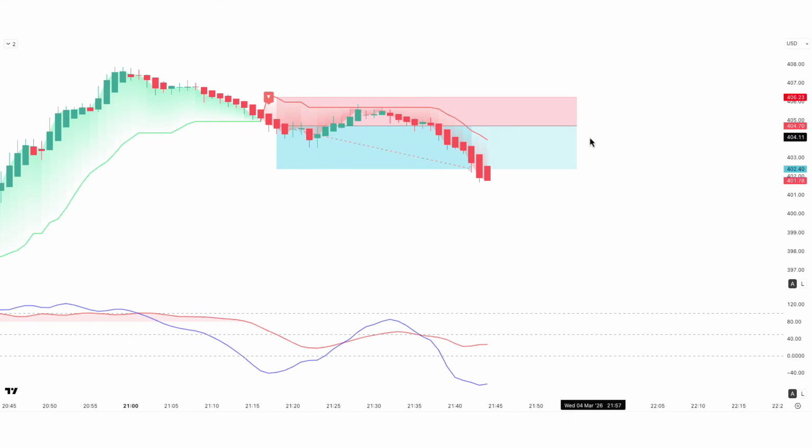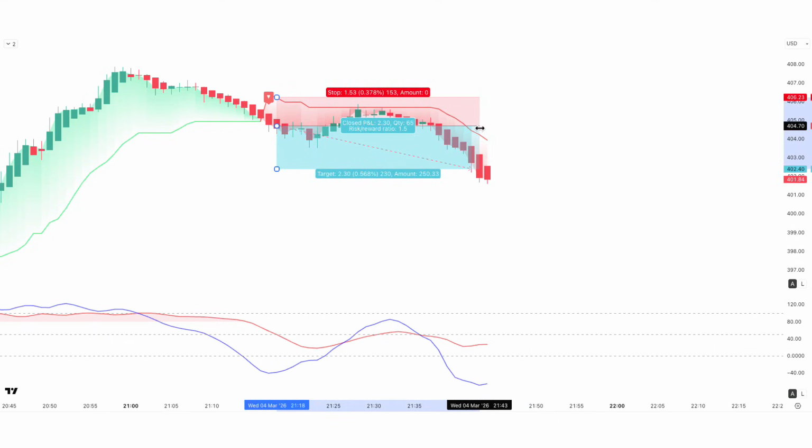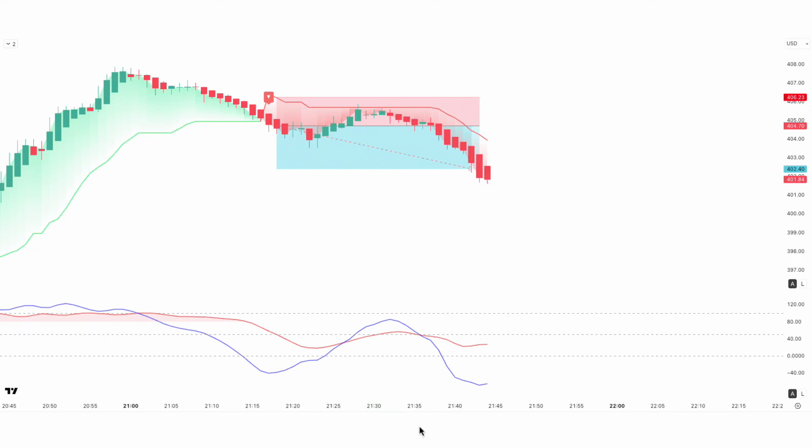The market has completely hit the target. Let us now understand the long position.